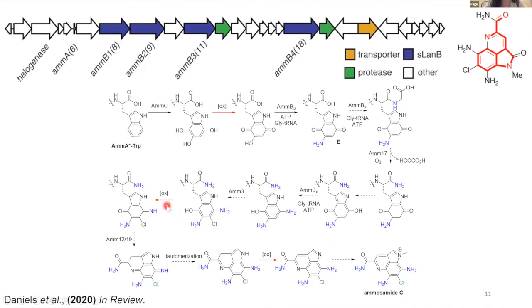Oxidation will generate a product for which now, once AMM12 or 19, the protease encoded within the cluster, can cleave off the modified tryptophan, and the amino group here can now cyclize to generate the tricyclic structure that denotes the ammosamides. And now we're only a few steps away from the final product of the ammosamides.